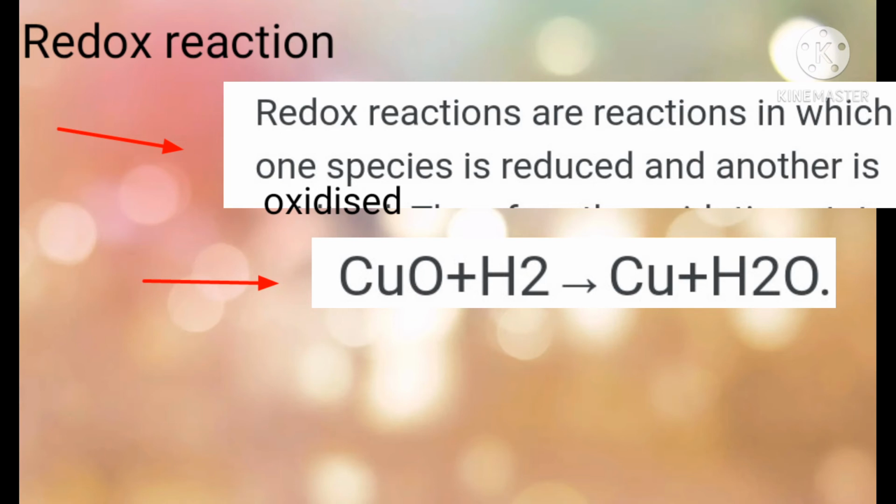In this reaction, I told you to always look at the right side of the reaction. Right side, copper is there, oxygen is missing. So removal of oxygen is, what is that? Reduction. So who is reduced here? Copper oxide is reduced to copper.